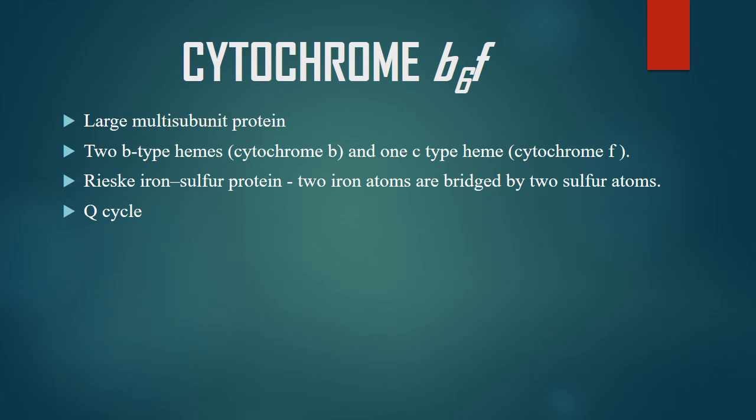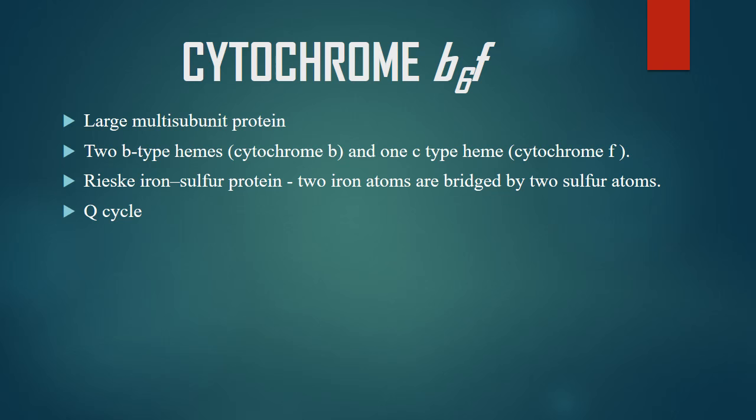The cytochrome b6f complex is a large multi-subunit protein. It contains 2 b-type hemes and 1 c-type heme. It also contains a Rieske iron-sulfur protein in which 2 iron atoms are bridged by 2 sulfur atoms. The precise way by which the cytochrome b6f complex transports the electrons and protons is not yet understood. But a mechanism known as the Q cycle accounts for most of the observations.